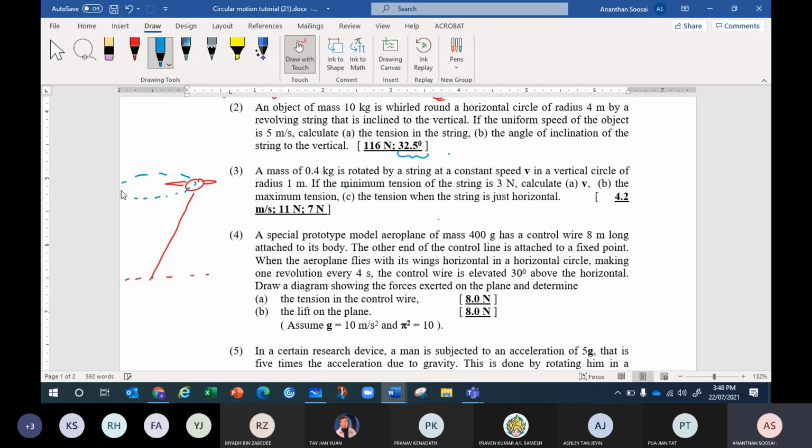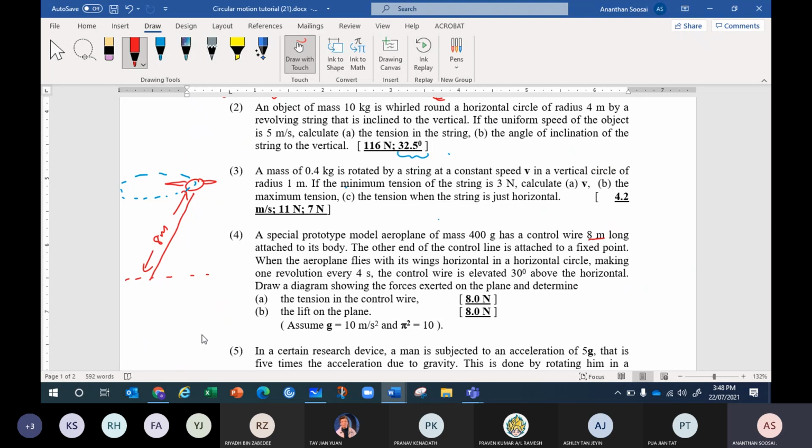The wing is perfectly horizontal, and the plane is tied to a string. How long is the string? The string is about 8 meters long. So this is 8 meters, the length of the string.